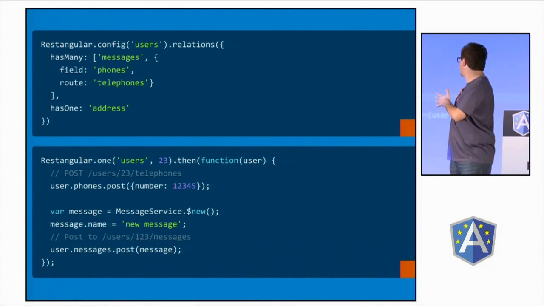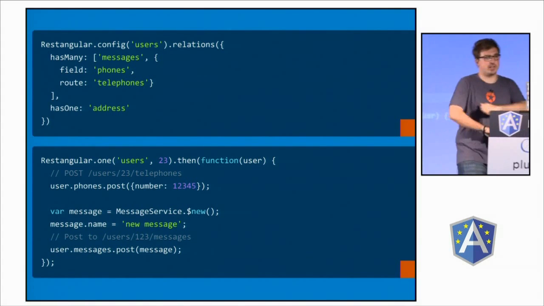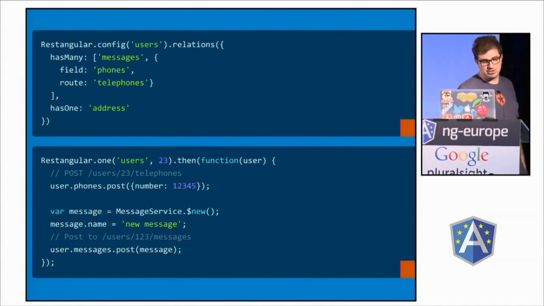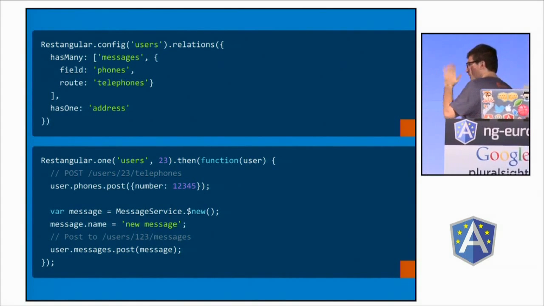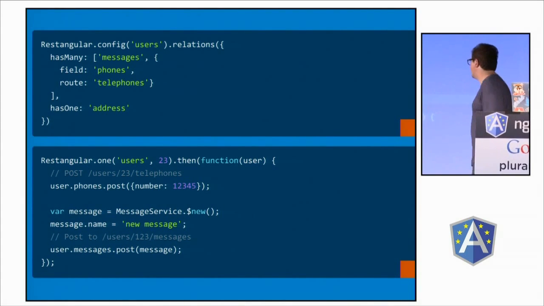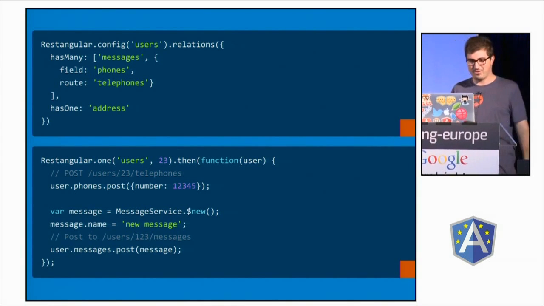Once you have that configuration and you do, like before, restangular.one('users', 123), the first thing that you would see here is that I have users.phones.post, and then in there I can just post a new phone. And that will actually go to /users/123/phones, which is the correct URL. And this syntax is much better, in my opinion at least, than the one before.